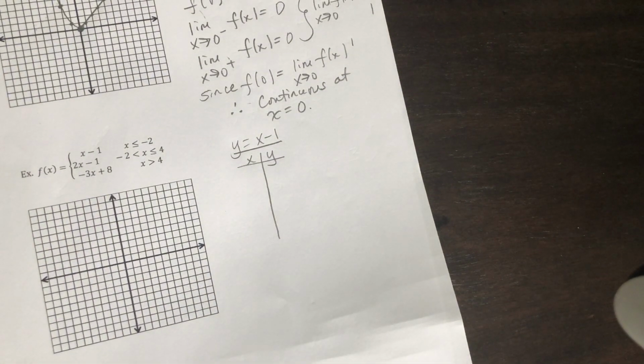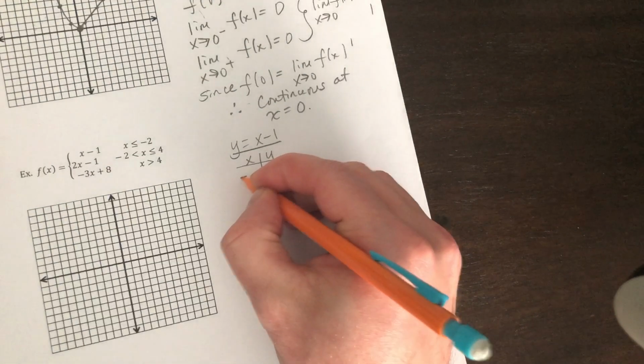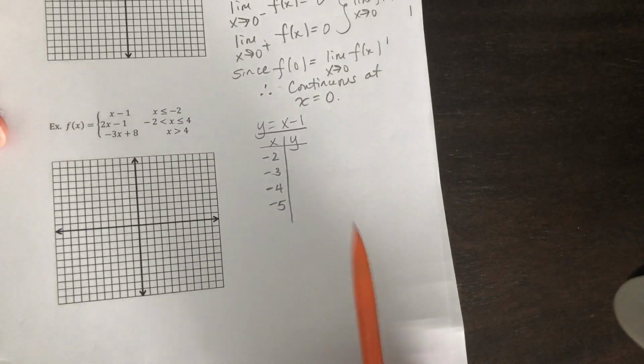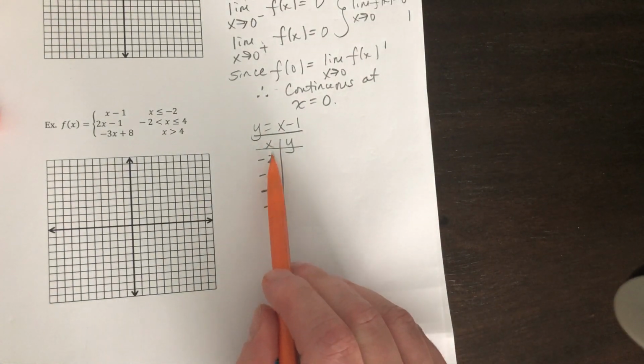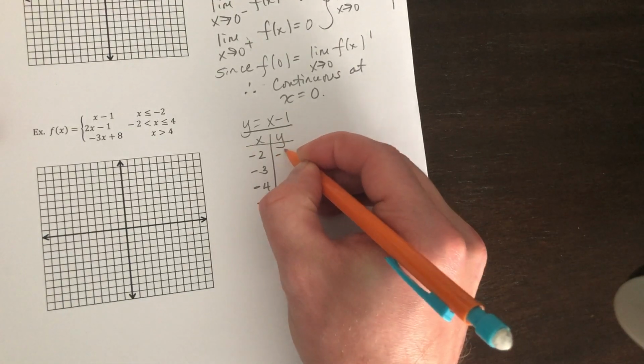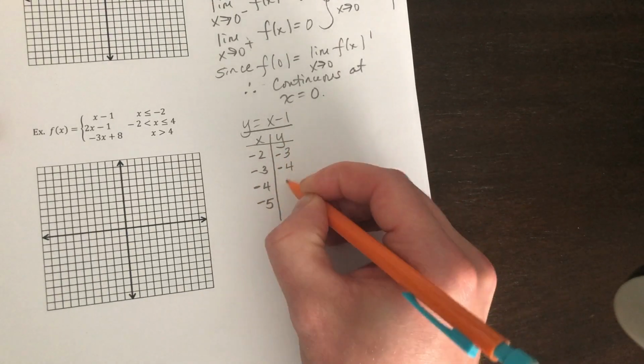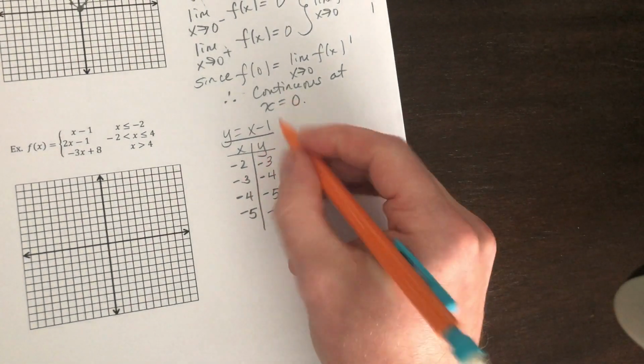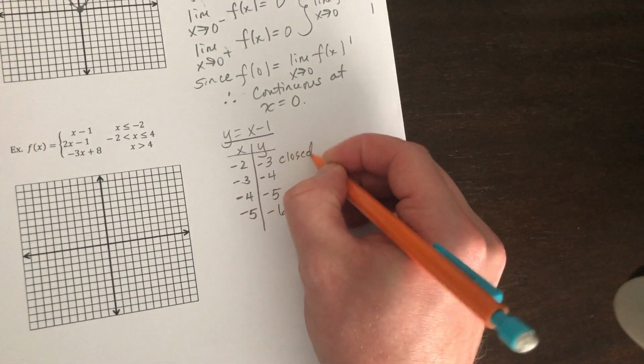Okay, so I'm going to pick values less than -2. So I get -2, -3, -4, and -5. So I'll plug in a -2. -2 minus 1 is a -3, -4, -5, and -6. This is going to be a closed point because it's equal to.